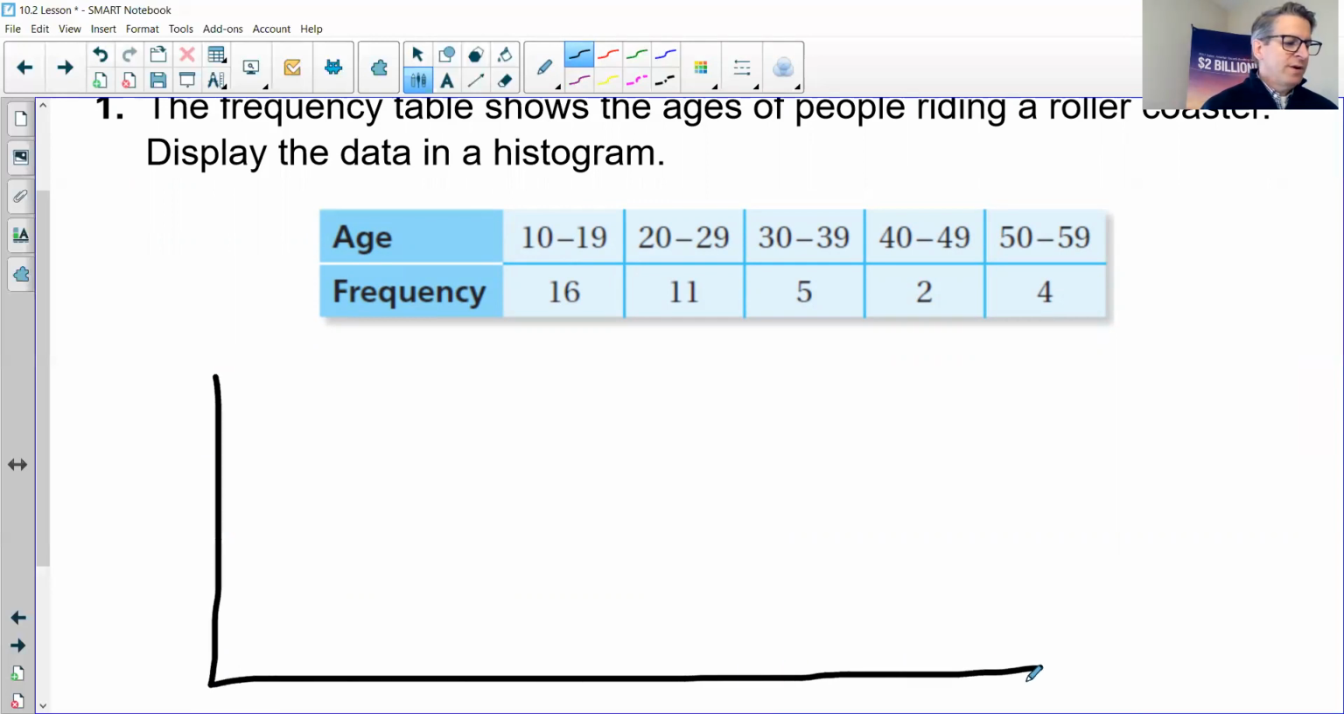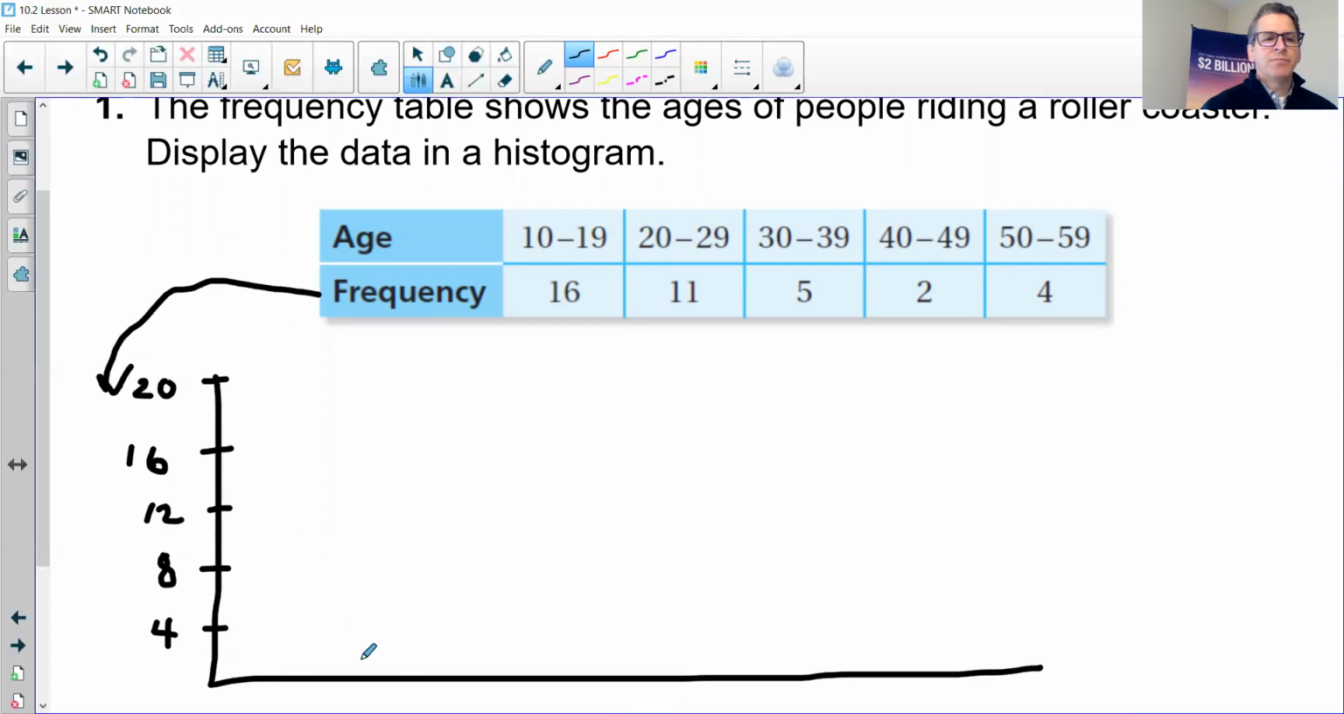Okay, so I'm going to put my histogram together here, and I'll try to do my best. I'm going to go 0 to 20, in increments of 4. 4, 8, jump to 12, jump to 16, and up to 20. This would be the frequency side right there.